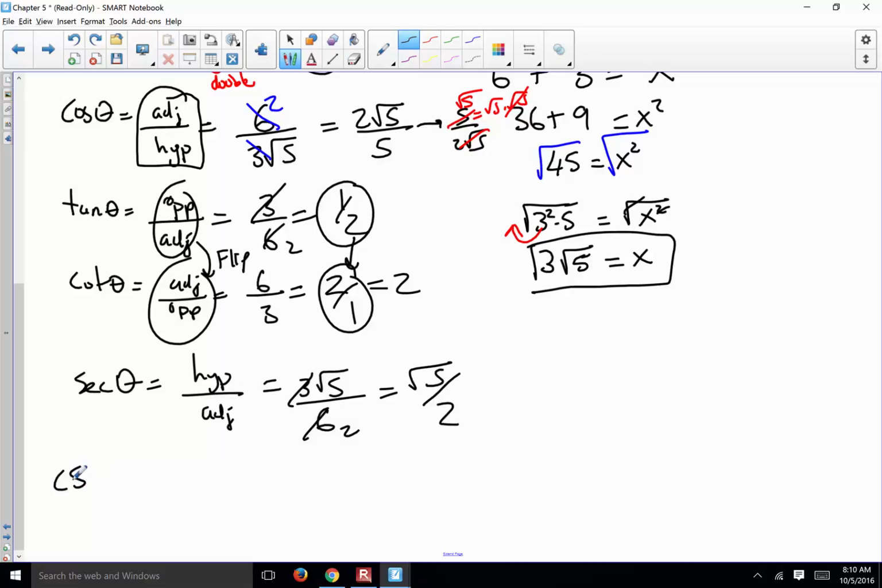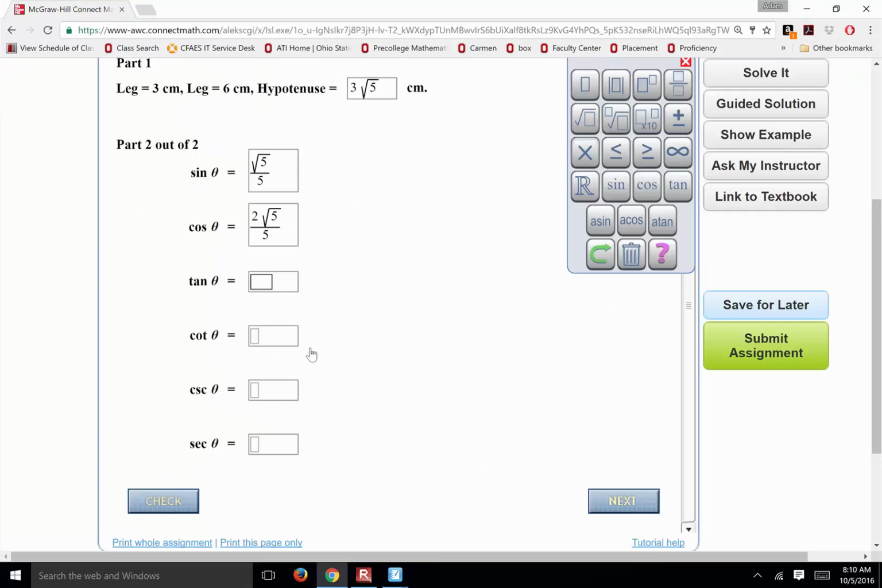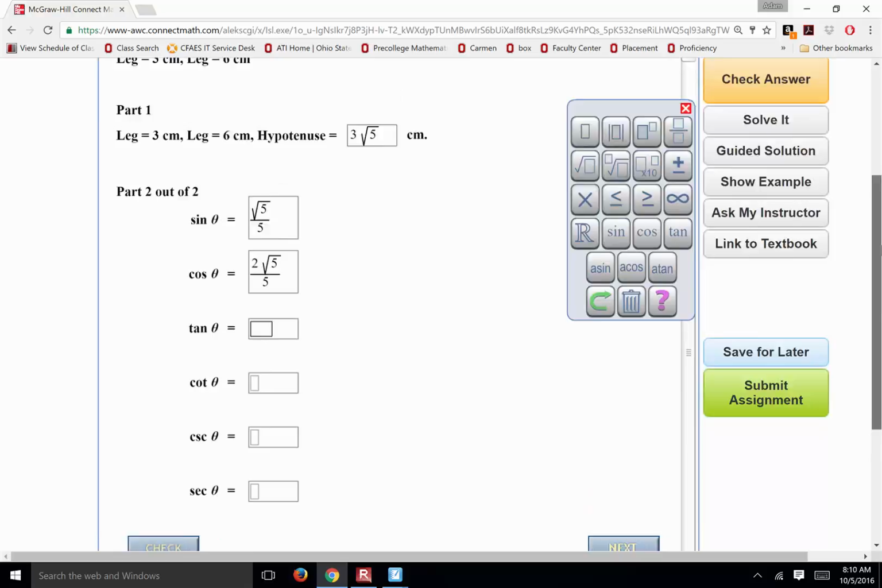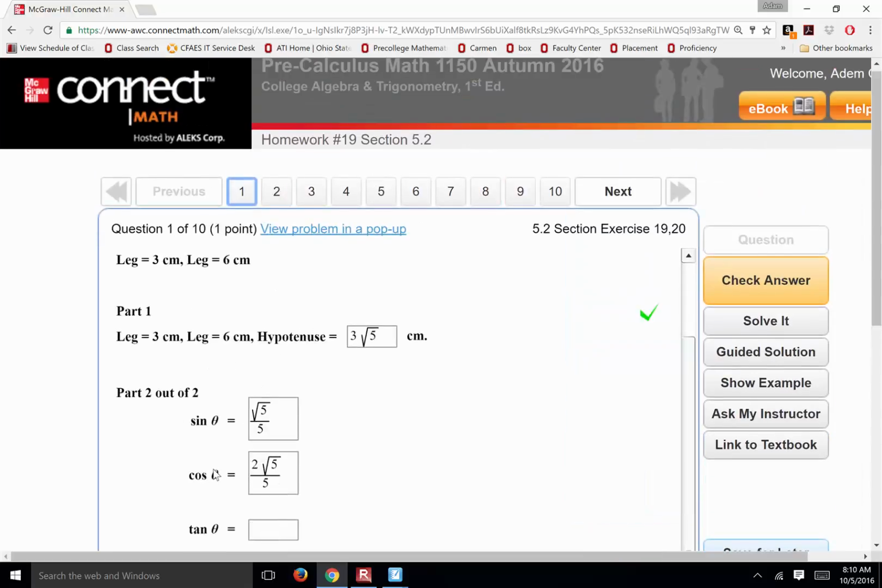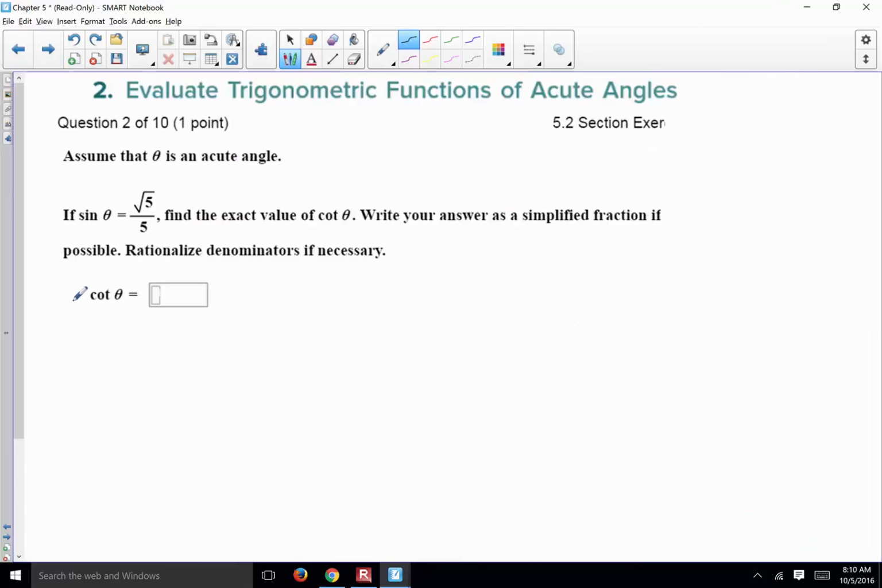And finally, cosecant theta is hypotenuse over opposite. What is hypotenuse? 3 root 5. Opposite is 3. 1, 2, 3, 4, 5, all 6. You type in, you're done. Okay? Any questions? Are we good? Alright.